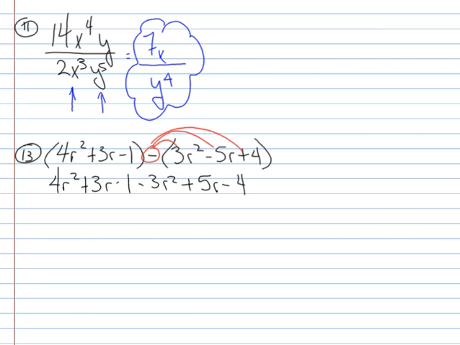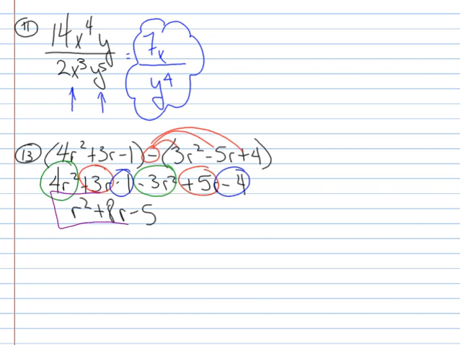So I'm going to start with my r squares. Notice when I do this, I always circle the sign in front of it. So 4 minus 3 gives me just the plain old r squared. Next, I have a 3r and a 5r. 3r and 5r gives me plus 8r. And then I have a negative 1 and a negative 4, which gives me a minus 5. And once again, Bob's your uncle.